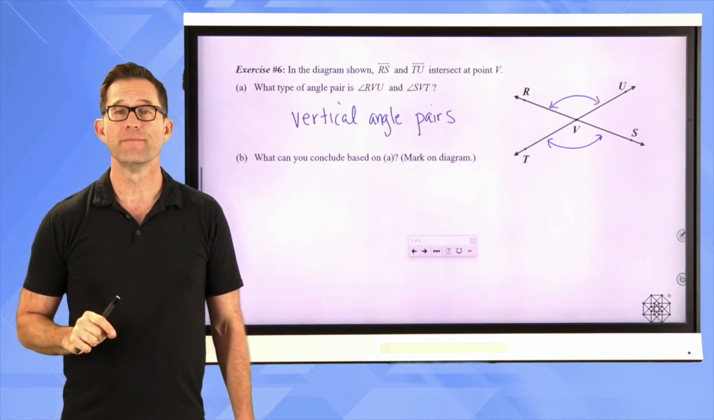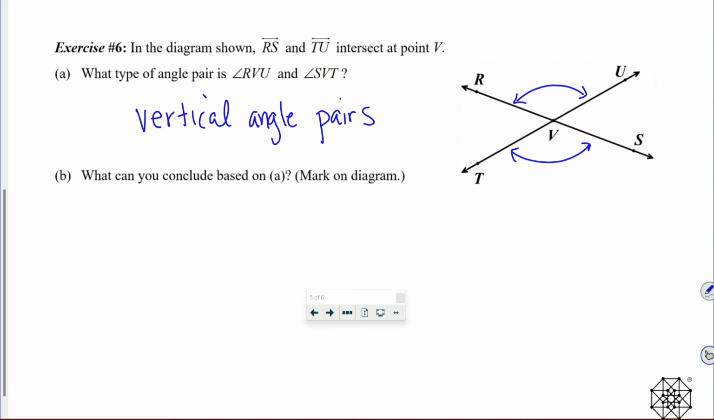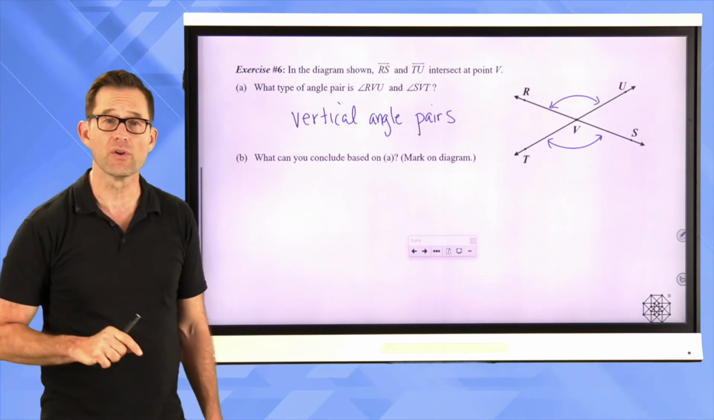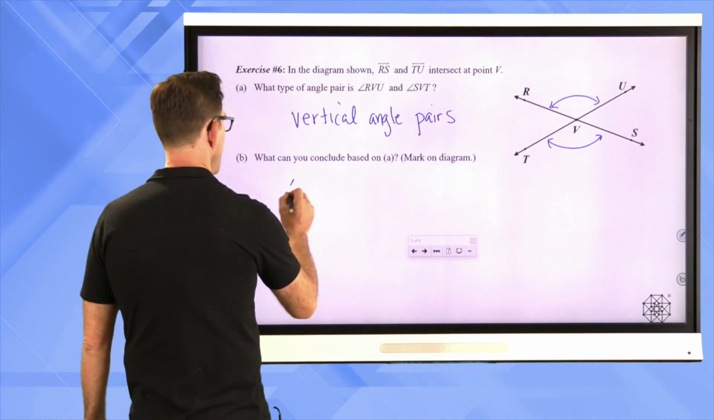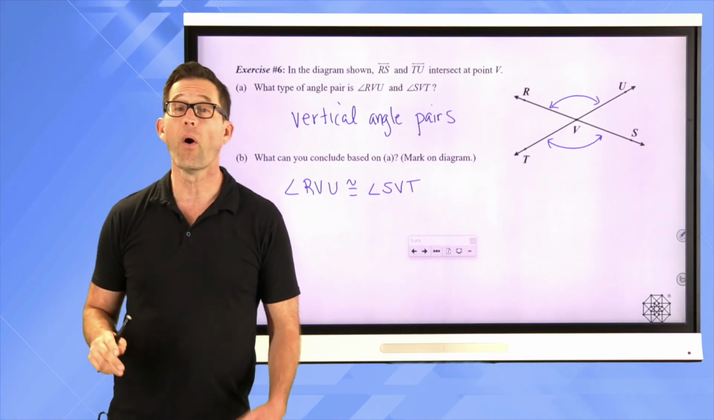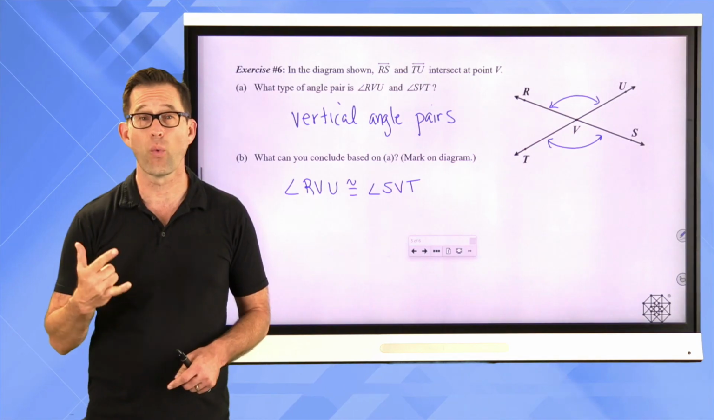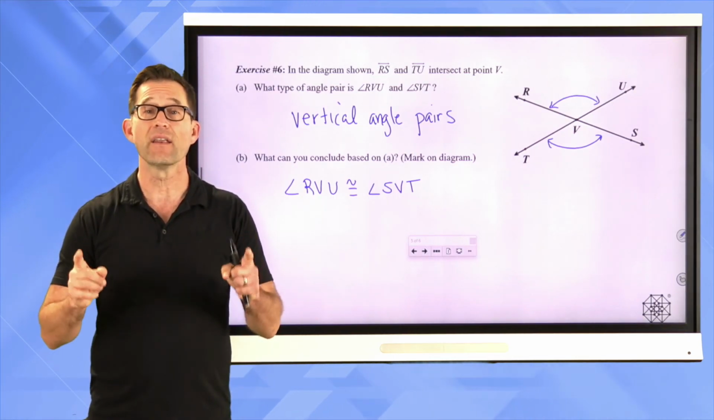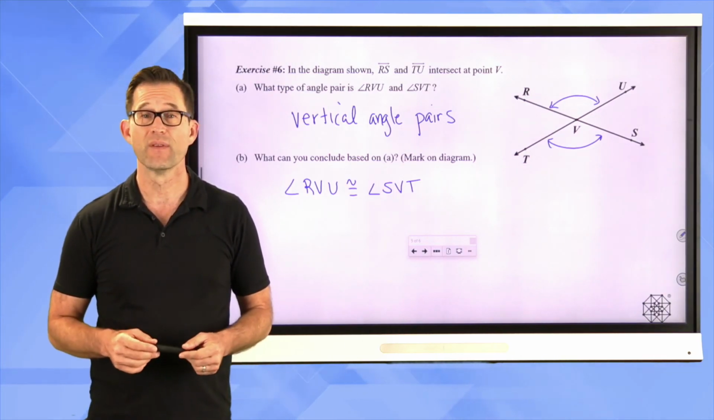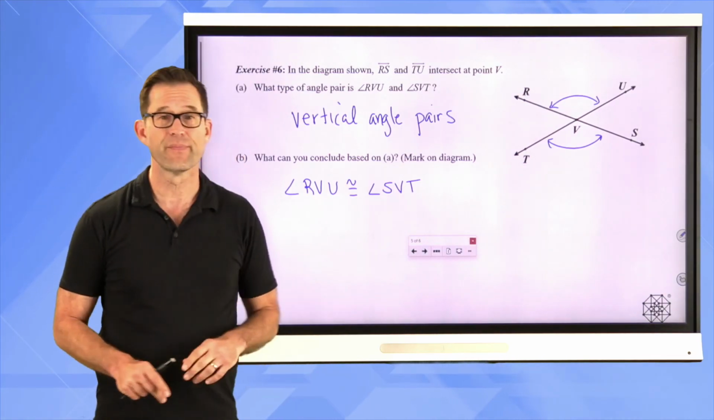Now, letter B, what can you conclude based on A? Mark on the diagram. Kind of already have marked it on the diagram, but you can conclude that the two angles are congruent. Angle RVU is congruent to angle SVT. And again, the reason for that would simply be what we already know, because we've kind of proved it twice over now, which is that vertical angle pairs are congruent. Simple as that.